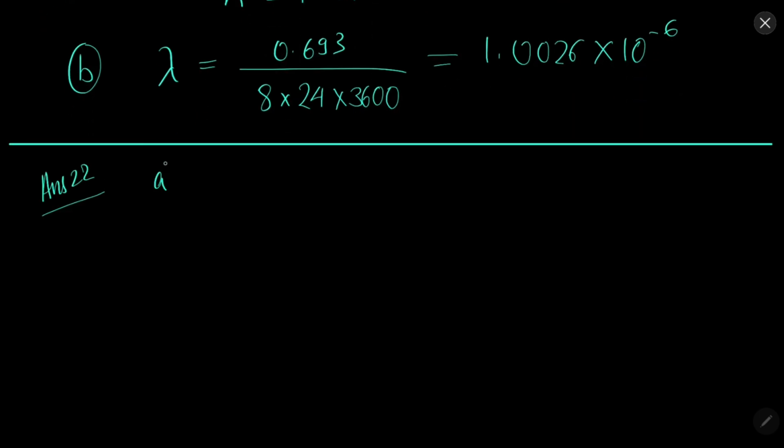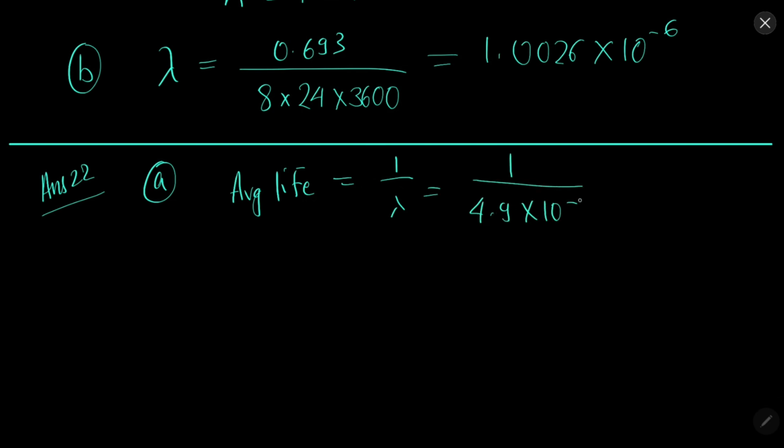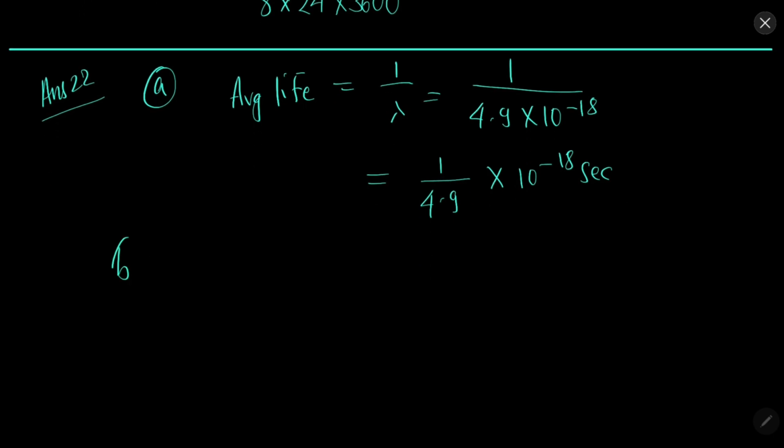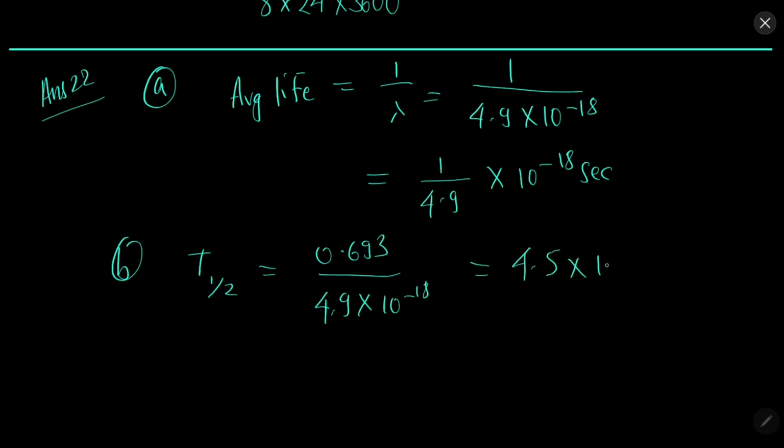Solution 22, A part. So average life will be 1 by lambda, 1 over 4.9 into 10 to the power minus 18 second. Half-life is 0.693 by lambda, that is 4.9 into 10 to the power minus 18, so 4.5 into 10 to the power 9 years.